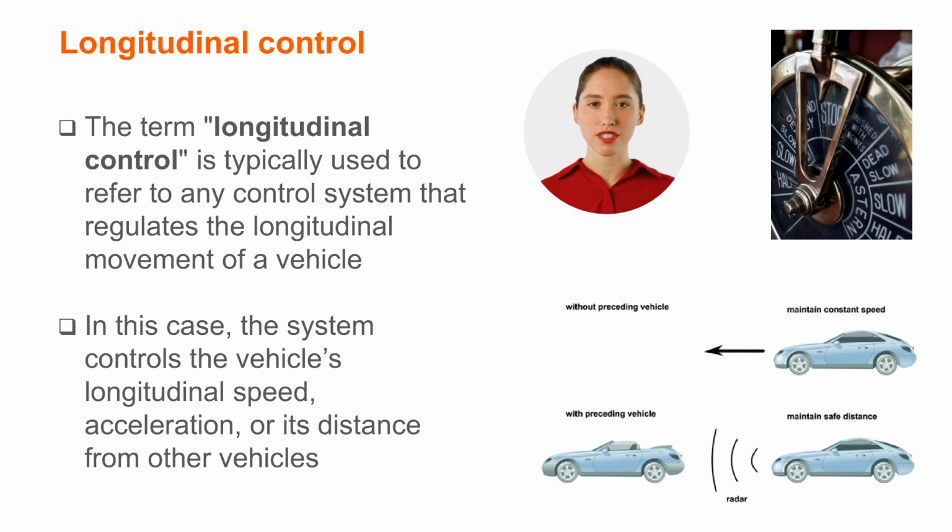Longitudinal control refers to how a robot regulates its forward and backward movement. It involves speed control, adjusting the robot's velocity. Acceleration and deceleration, ensuring smooth motion. Distance control, maintaining safe spacing between objects. For example, self-driving cars use longitudinal control to adjust speed automatically in response to traffic conditions.